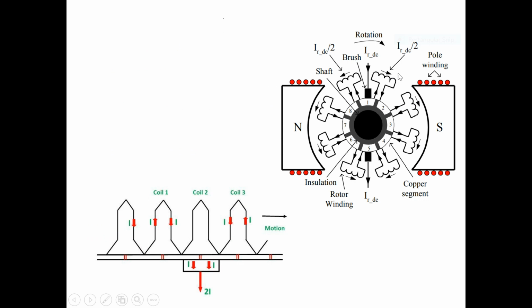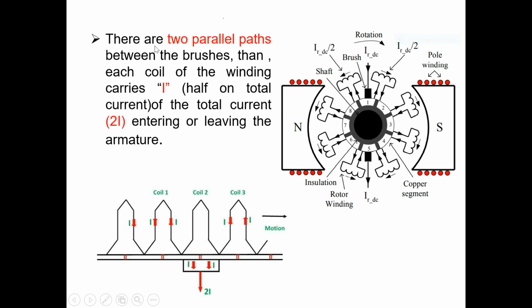We will have one coil which has some inductance and current flowing, that is IDC by 2. That means half of the current is flowing through that coil. If we take total current as I, then I by 2 flows in this coil. Or if we take total current 2I, then I flows in these two coils. That means 2I by 2 is equal to I, and I by 2 is I by 2. That means there are two parallel paths between the brushes.